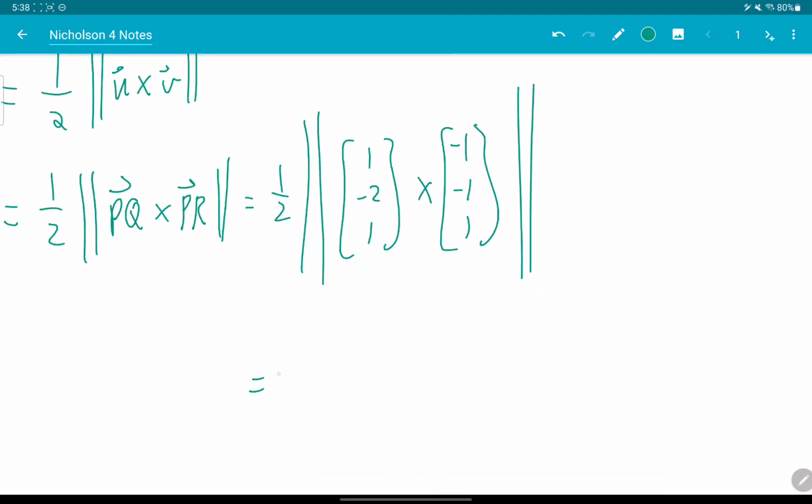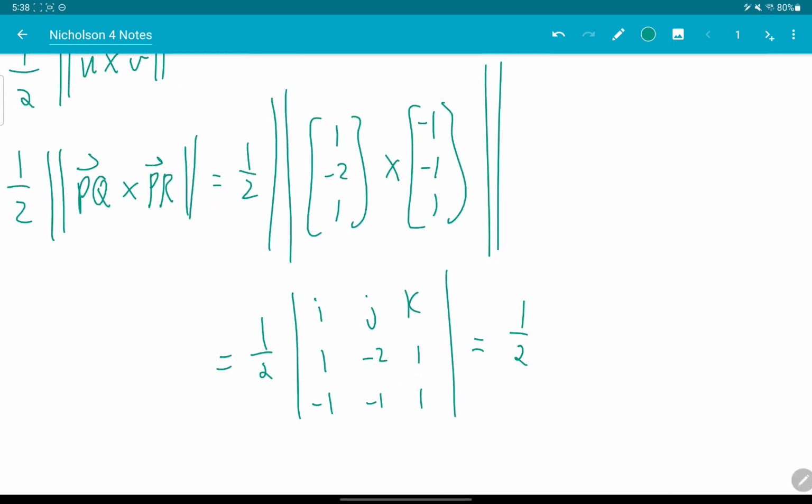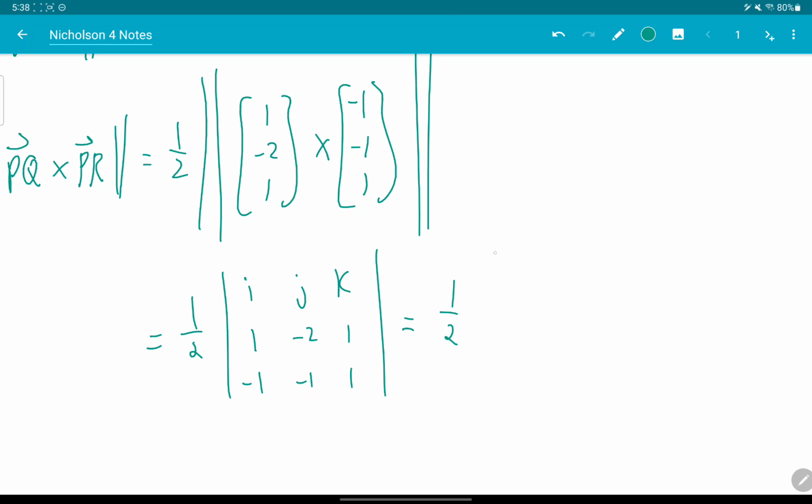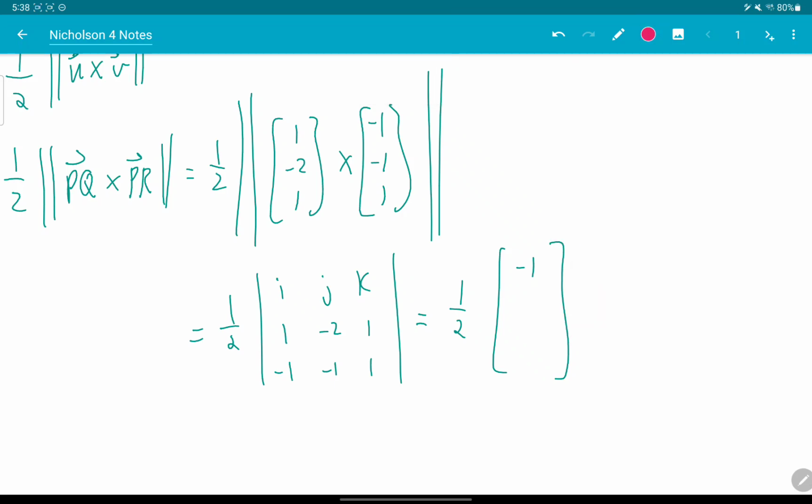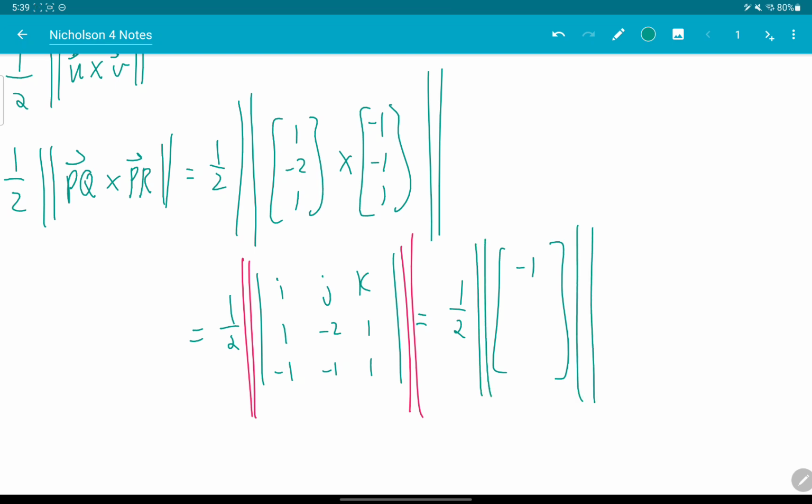Okay, focusing here, half the determinant i, j, k, 1, minus 2, 1, minus 1, minus 1, 1, which is half. Negative 2 plus 1 is negative 1. Oh, I screwed up. I forgot my length thingies. So I need these length bars here and here. Okay, where was I? Finding this cross product still.